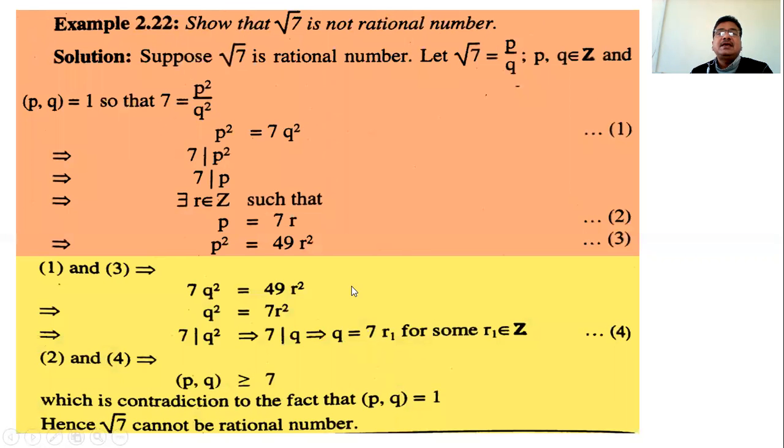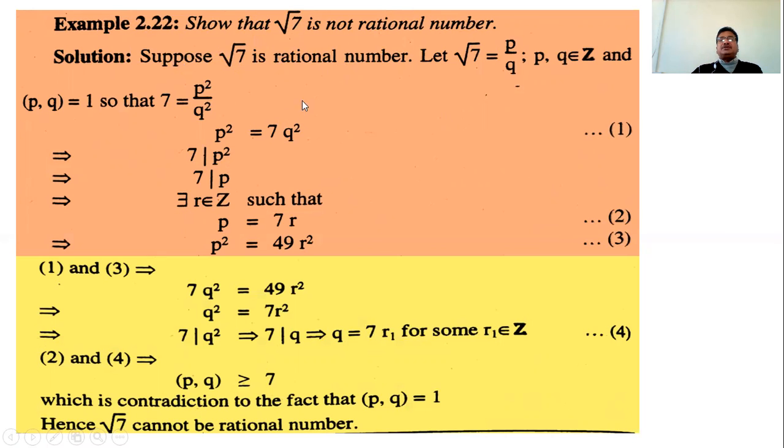So the next example: show that root 7 is not a rational number, or show that root 7 is an irrational number. Showing that root 7 is not rational means showing that root 7 is irrational, because if a number is not rational, then it is called an irrational number. So we have to show that root 7 is not a rational number.